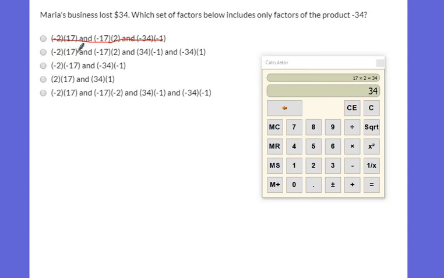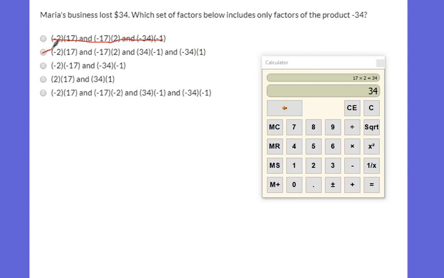I have a negative times a positive, which is a negative. That works. And again, that works. Negative times positive. 34 times a negative 1. That is a negative, so that works. And then negative times a positive is a negative 34, so that works. So it looks like this is the answer.